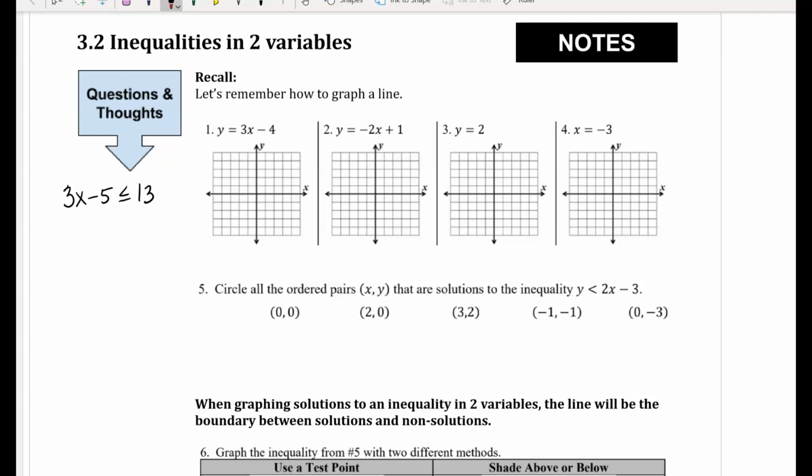We would start by adding 5 to both sides, which would give us 3x is less than or equal to 18. And then we would divide both sides by 3, which gives us x is less than or equal to 6.